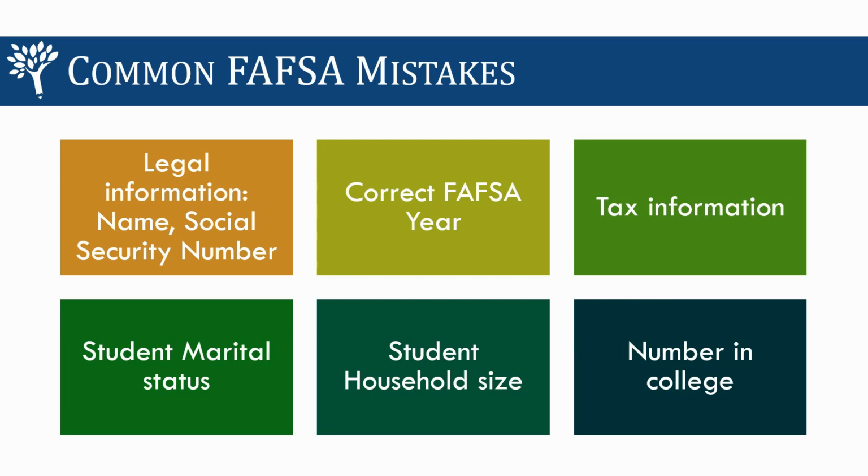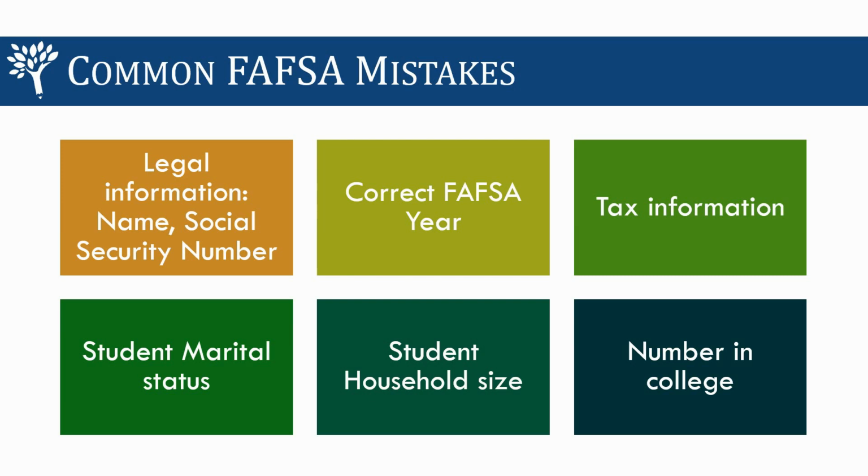Tax information is another common mistake. Students will sometimes put in their parents' tax information as their own. So maybe the parent made $43,000 this year, and then the student will put down their income as $43,000. Now, all of a sudden, the household income is $86,000 instead of $43,000. So we want to make sure that when students are entering their information, they enter the student's tax information and then the parent's tax information. Another way to make this easier is to use the data retrieval tool to have your taxes imported right into the FAFSA.